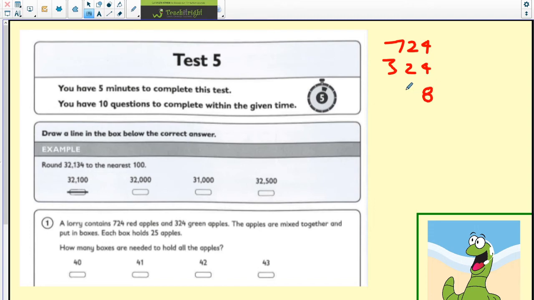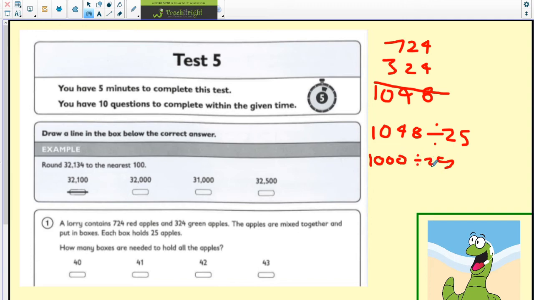It's going to be 8, 4, 8, 4, 2, and 10. So 1048. And then 1048 divided by 25. I would probably do 1,000 divided by 25 is going to be 40 boxes. And then I would say you need 2 more because you'll need to have more than a box. So plus 2 more boxes.